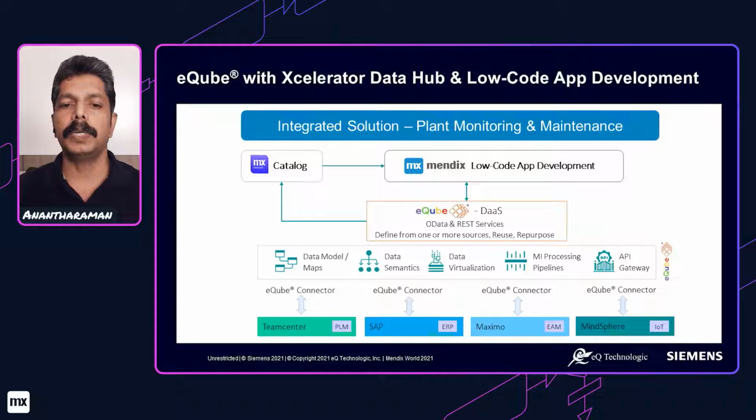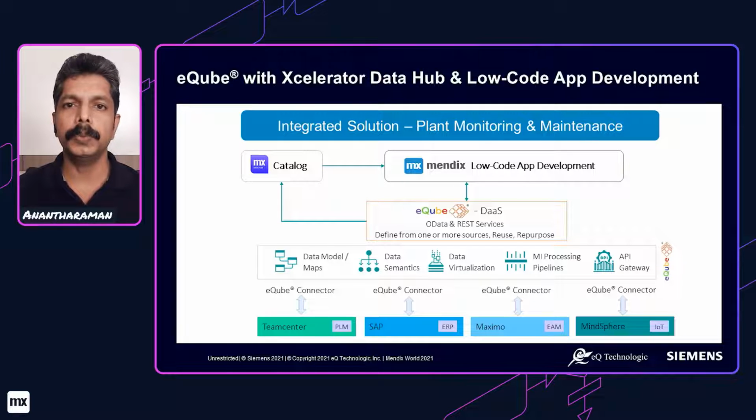The platform comes with an inbuilt data virtualization layer which mashes up the data across systems and provides a single view. The REST API as well as the OData API is consumed by the data catalog as well as the Mendix low-code app development in making this integration solution, which is plant monitoring and maintenance.